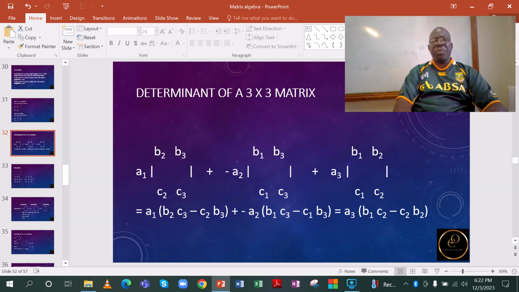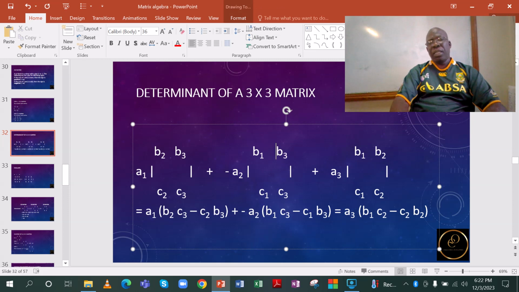Then you identify the minor to that, which is B1, B3, C1, C3. Equally, A3 is found in row 1, column 3. So 1 plus 3 is 4, which is why it gets a positive sign here. Then you identify its minor, which is B1, B2, C1, C2.